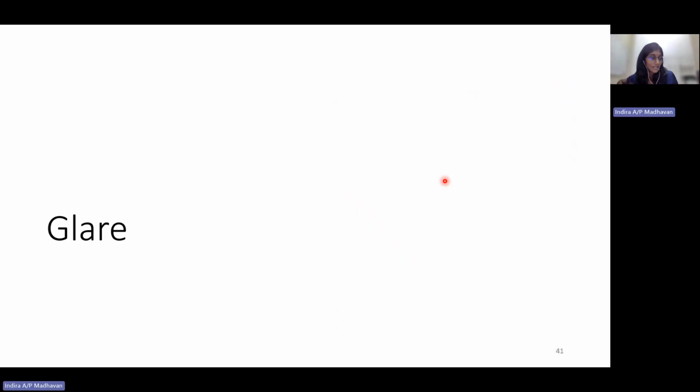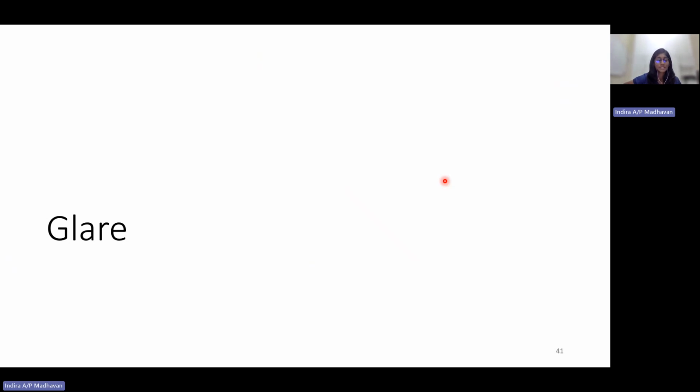Okay. So that is contrast sensitivity. And the last one is glare. Okay, glare, as I mentioned in the first history taking part, is one of the serious conditions among low vision patients, because their glare problem is at an extreme level.